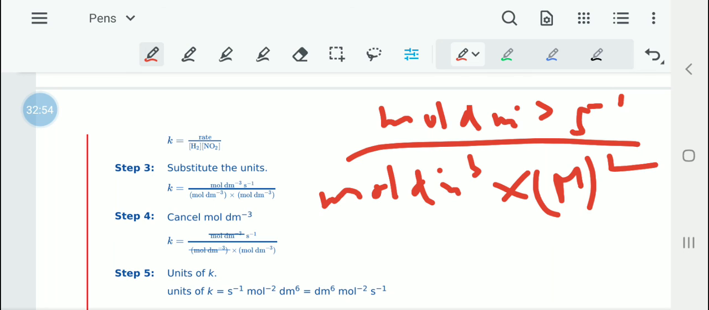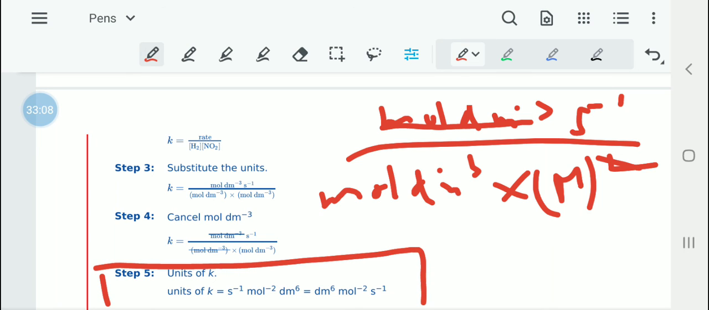I hope that makes sense to you. You can cancel this out with this, so then you will get mole squared. But the final answer they have got right. They have written the final answer correctly: mole^-2 dm^6 per second is the final answer. That is correct. I hope that made sense. If it didn't, please let me know, then I will explain it further.